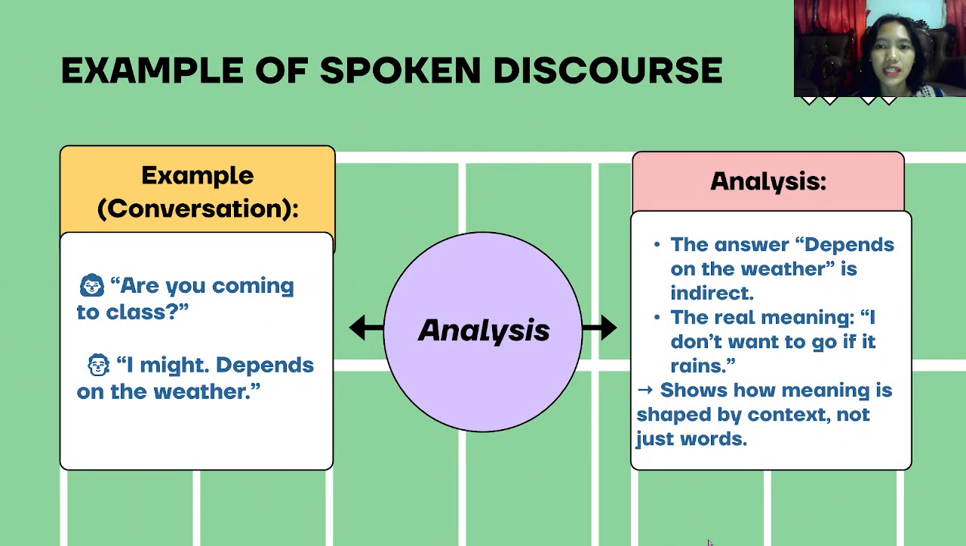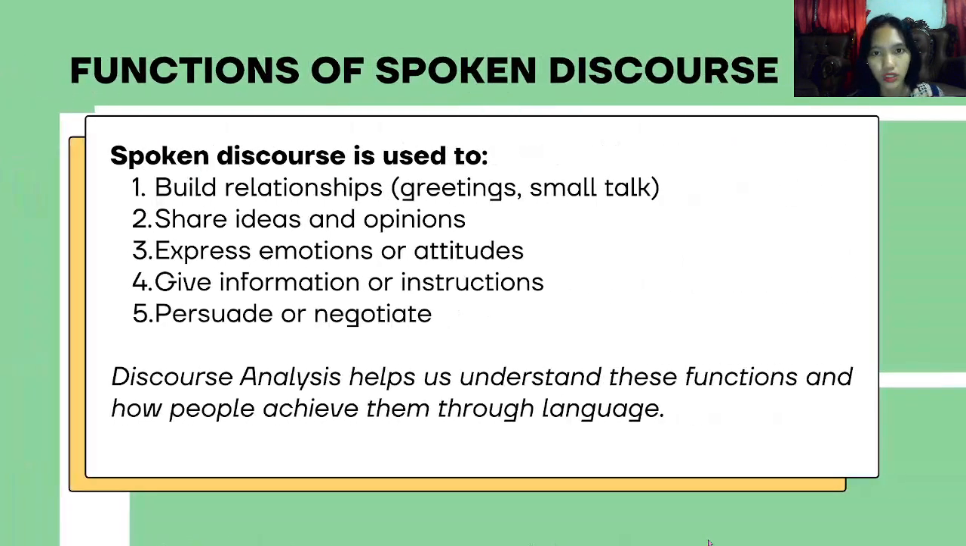Example of spoken discourse. Example conversation. "Are you coming to class?" "I might, depends on the weather." Analysis: the answer "depends on the weather" is indirect. The real meaning, "I don't want to go if it rains," shows how meaning is shaped by context, not just words. Functions of spoken discourse.